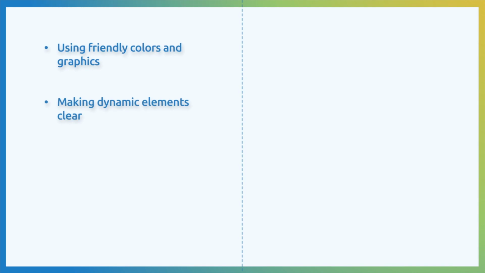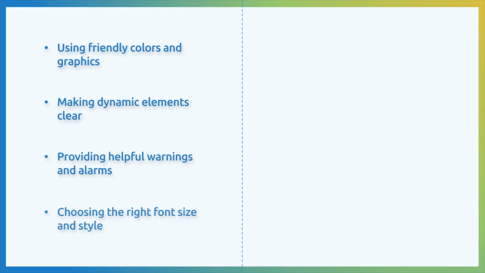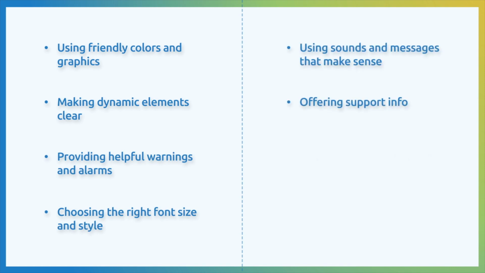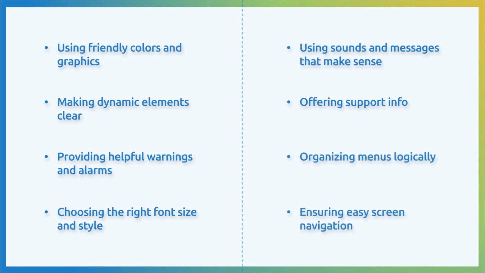To achieve this, the manufacturer should consider things like using friendly colors and graphics, making dynamic elements clear, providing helpful warnings and alarms, choosing the right font size and style, using sounds and messages that make sense, offering support info, organizing menus logically, and ensuring easy screen navigation. In a nutshell, a user-friendly interface minimizes mistakes and stress, setting one drone apart from another, even if they share similar features.